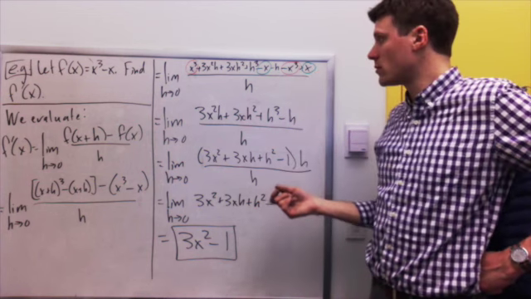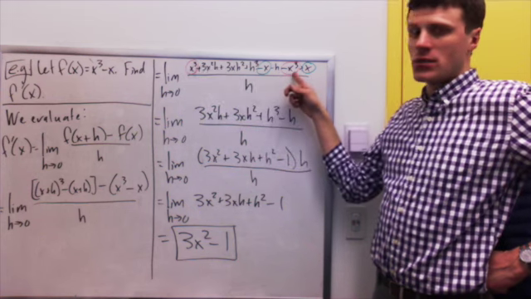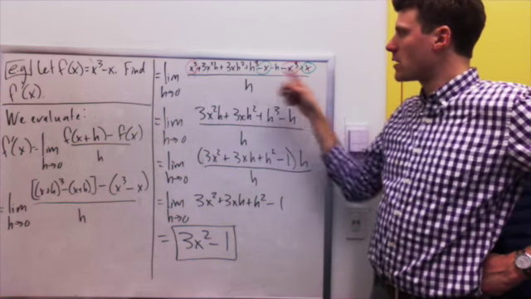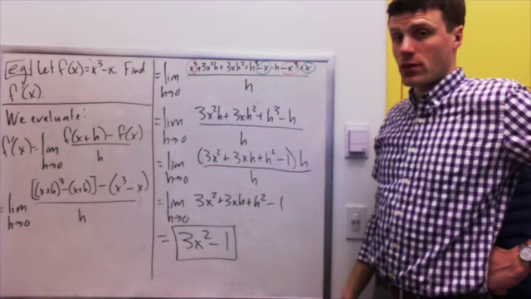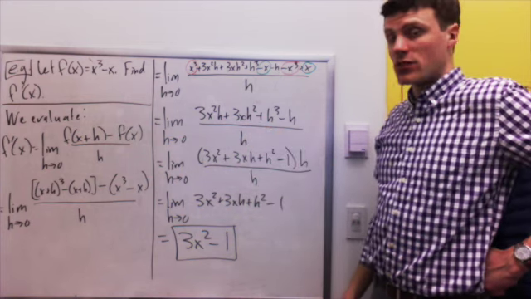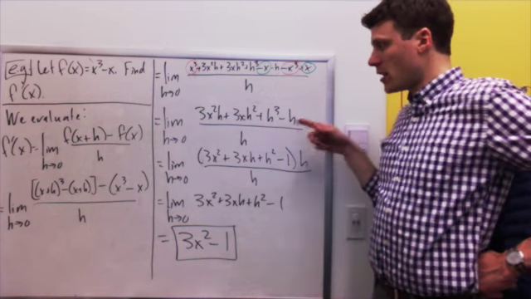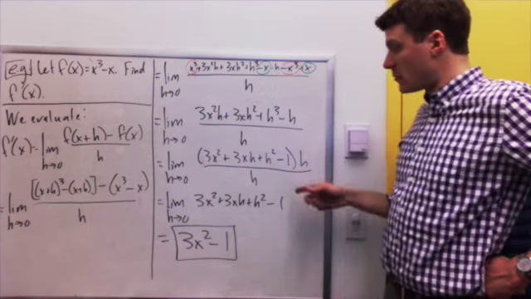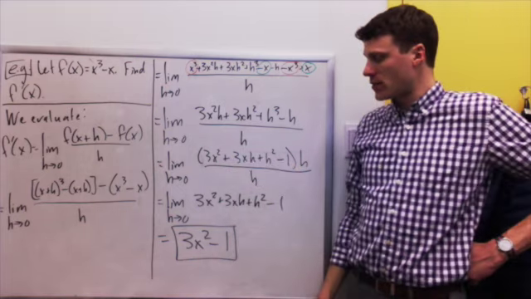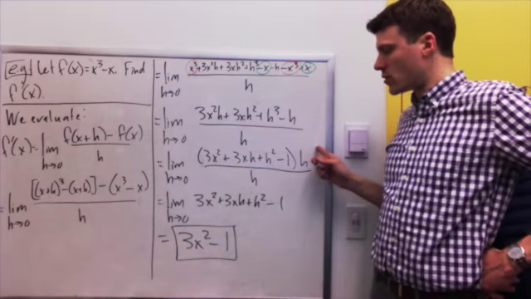Now I cancel like terms, or I combine like terms. This x cubed and this minus x cubed cancel. Negative x and x cancel, leaving me with 3x squared h plus 3x h squared plus h cubed minus h all divided by h. Well, everybody up top has a factor of h. So if I factor that out, I get 3x squared plus 3xh plus h squared minus 1 all times h divided by h. Those cancel.